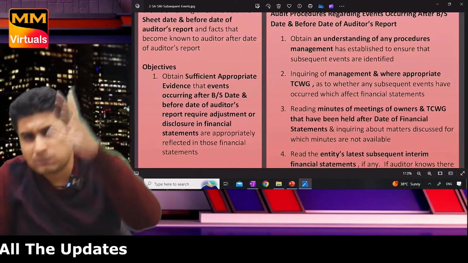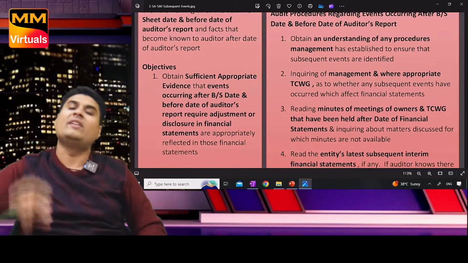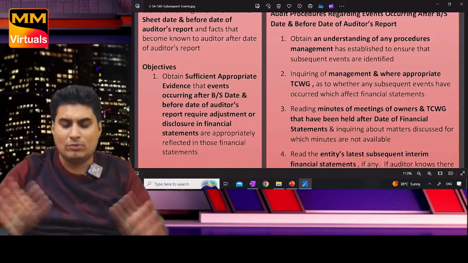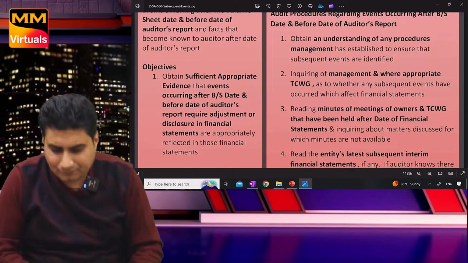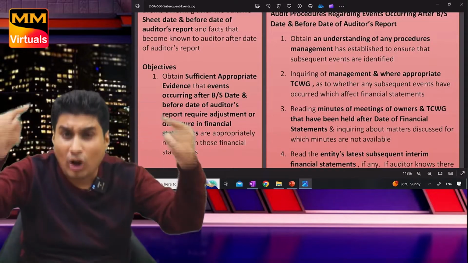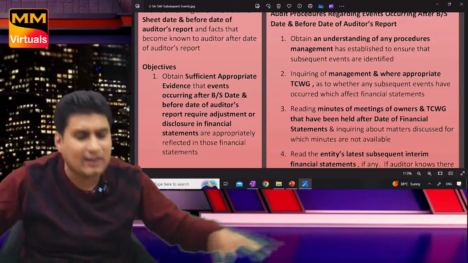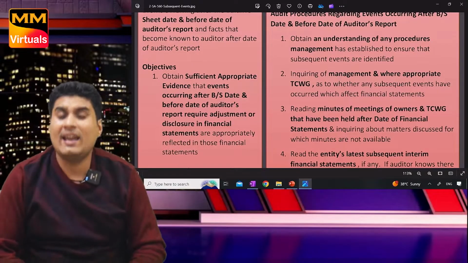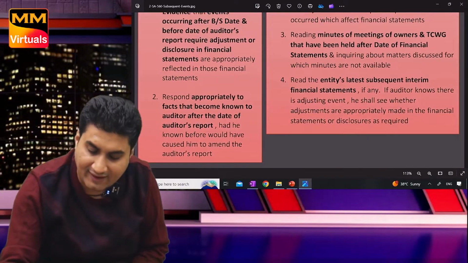Number one, obtain understanding from management whether they have any procedure for subsequent events. Point number two, inquire with management, where appropriate TCWG, whether any subsequent events are identified by you. Third, read the minutes of owner and TCWG after the date of the balance sheet and inquire about matters for which minutes are not available. Last, read the entity's latest interim financial statement and see whether any matter that requires adjustment or disclosure is appropriately done in the financial statement.